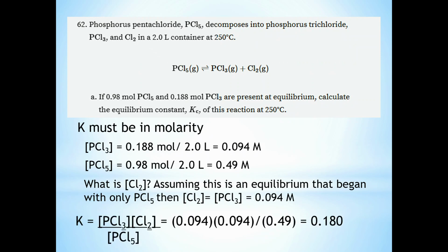So then, K will be PCl3 times Cl2 divided by PCl5, or 0.094 times 0.094 divided by 0.49, and the answer is 0.180. Now, rate constants had units. The rate constant unit was rate, molarity per second, divided by molarity raised to the power of the total order of the reaction. So it was molarity per second for 0. It was 1 over seconds for first order. It was 1 over molarity times seconds for second order.